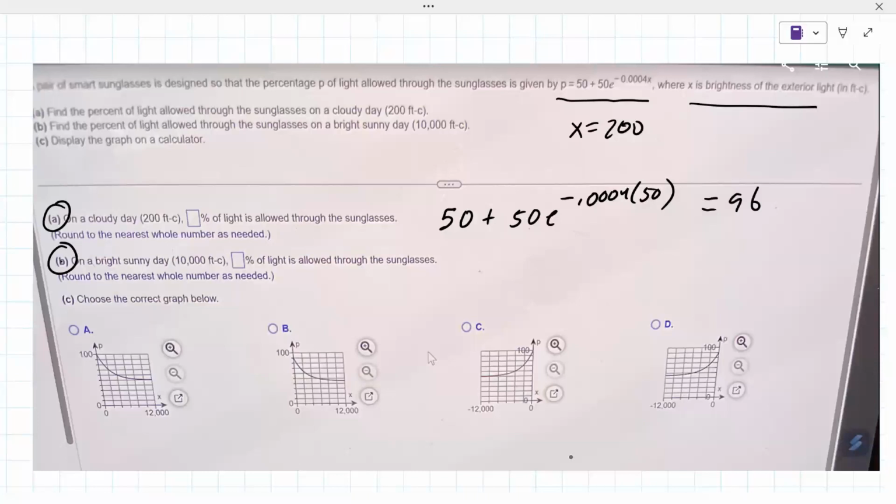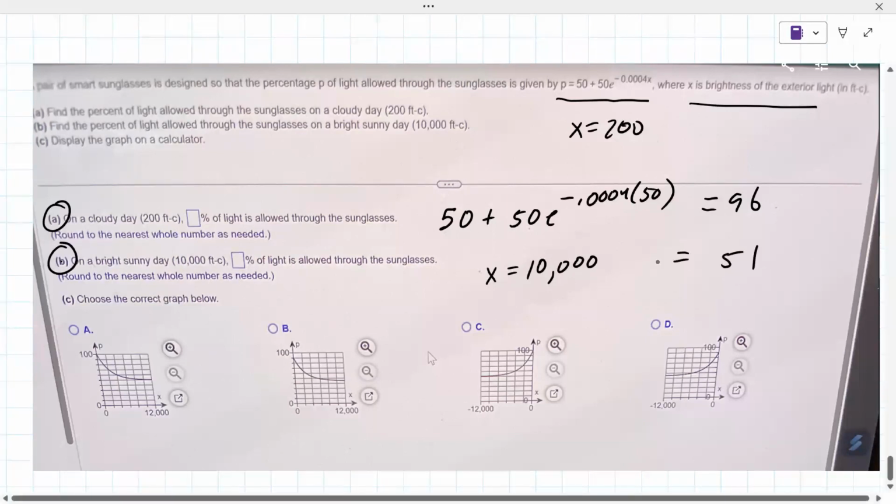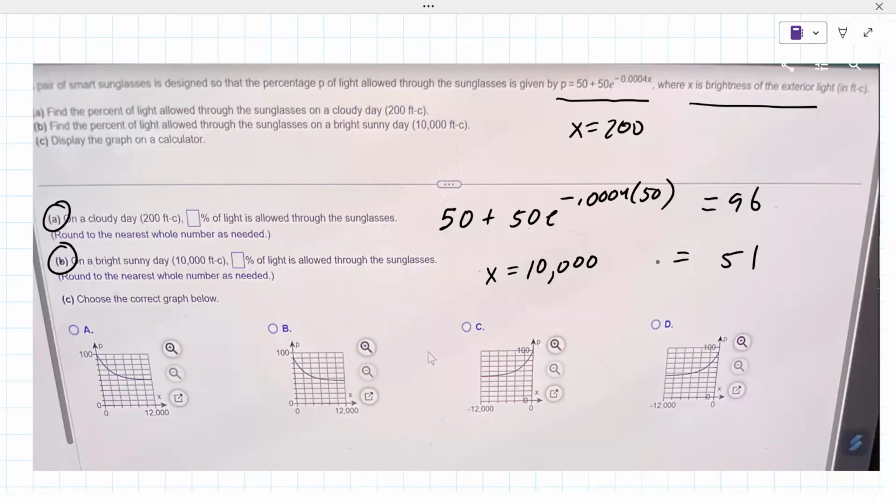Part B is really similar. It's just X equals 10,000. Not a ton of work here on these. I'm just putting the numbers into the equation. This ends up being 51, which I guess is bad. I mean, that means a lot of sun is passing through those sunglasses. Bad for us.